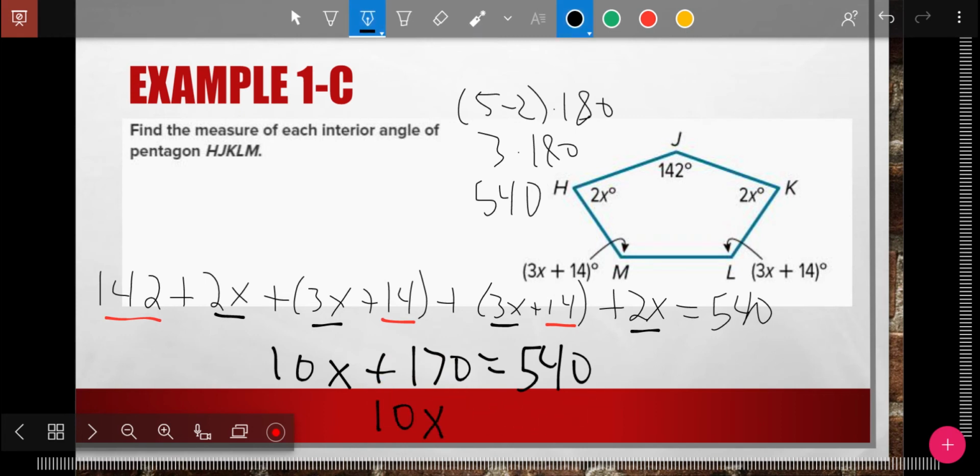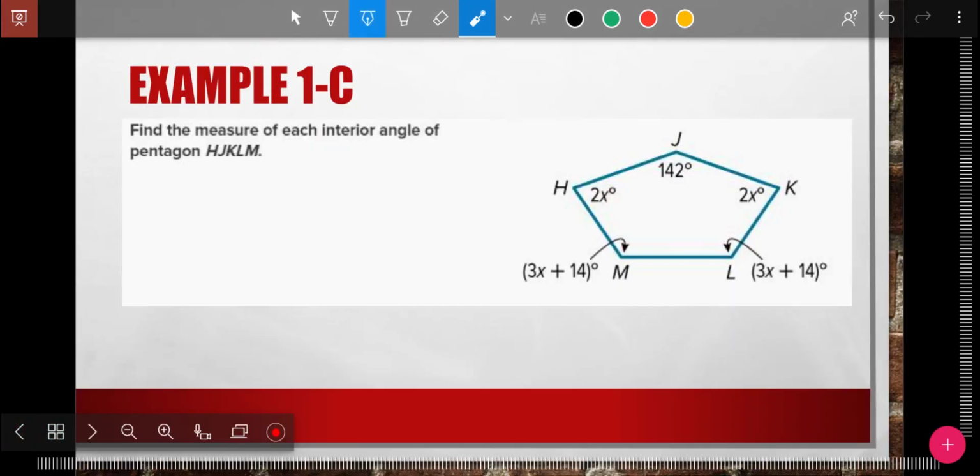And so over here, I have just 10x. Over here, I get 370. Now to get x by itself, I got to get rid of the 10. That's multiply right now, so the opposite is to divide. I divide both sides by 10, and I get x equals 37. Now, as is typical in geometry, I have to ask, am I done? I've done a lot of good algebra, a lot of good math. But this particular problem is asking for the measure of each angle. So I'm not done.